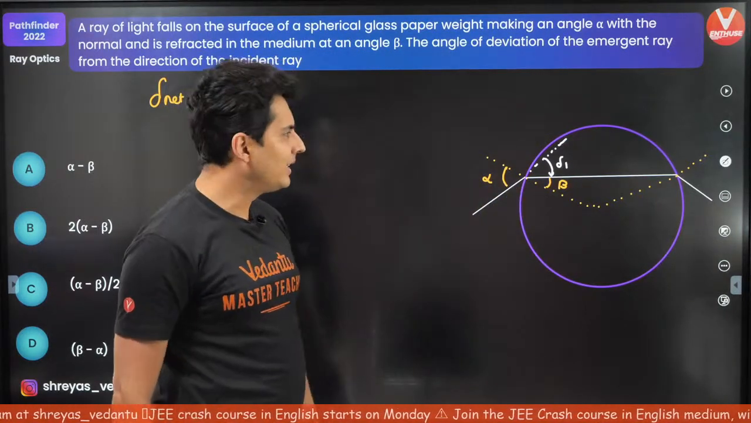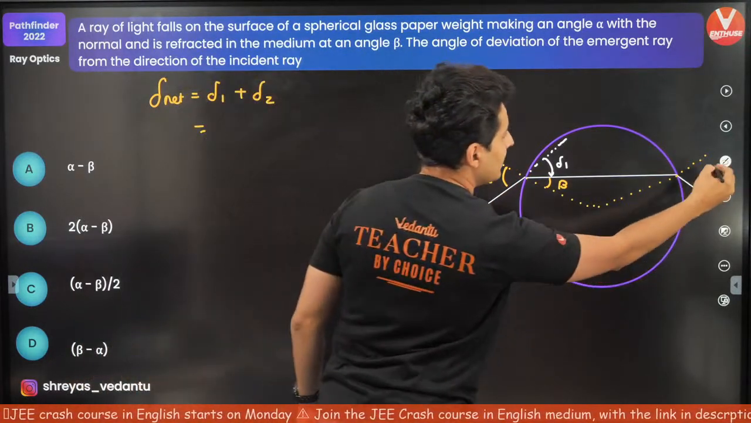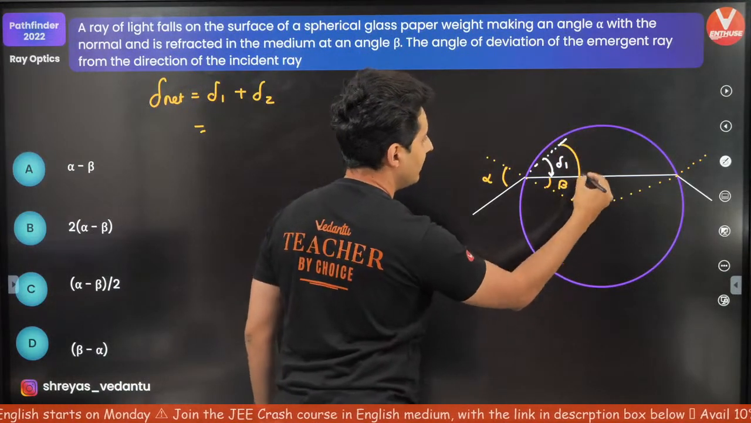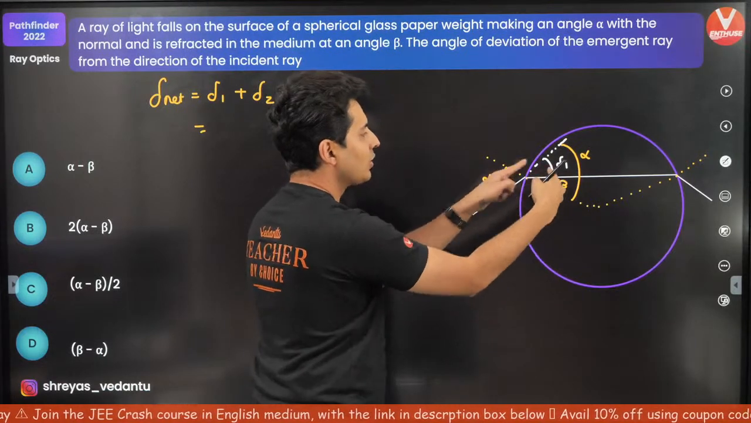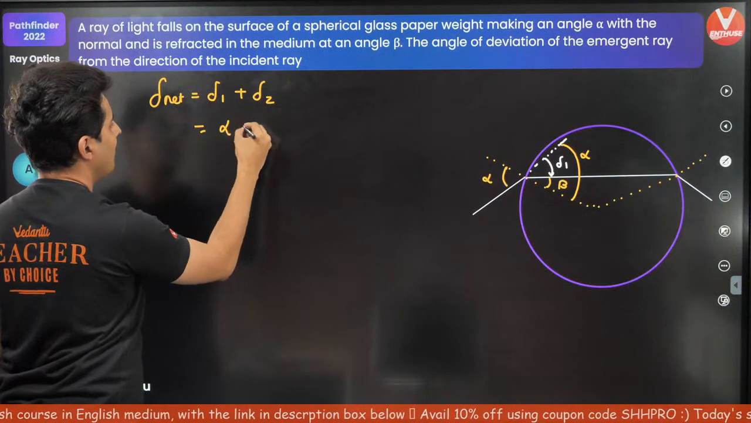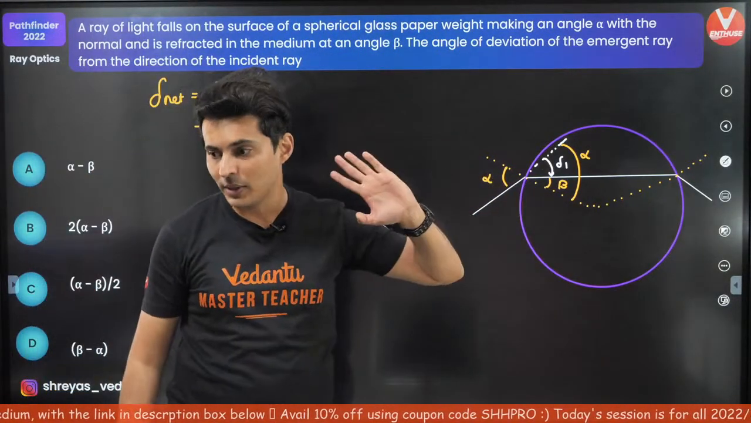So alpha minus beta. Can you see, if this is alpha, then this entire angle is also alpha. Opposite angles, alpha, alpha. So what is delta 1, my warriors? Delta 1 is nothing but alpha minus beta. I hope that is very easily seen over there.